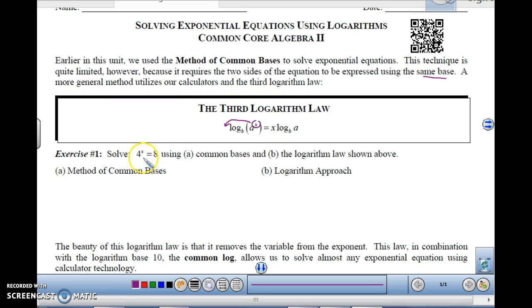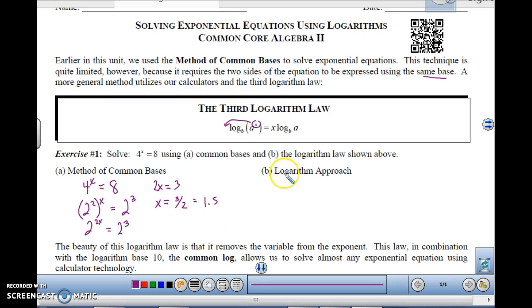All right, so we're going to solve 4 to the x equals 8 using common bases. What we learned before is that if we get the same base, then the exponents must be equal. Now how can we rewrite 4 as a base and an exponent? It would be 2 squared, and then that's raised to the x. And then 8 is 2 to the third. So this would be 2 to the 2x equals 2 to the third. So 2x is equal to 3 because if the bases are equal, the exponents are equal. And x is equal to 3 over 2 or 1.5.